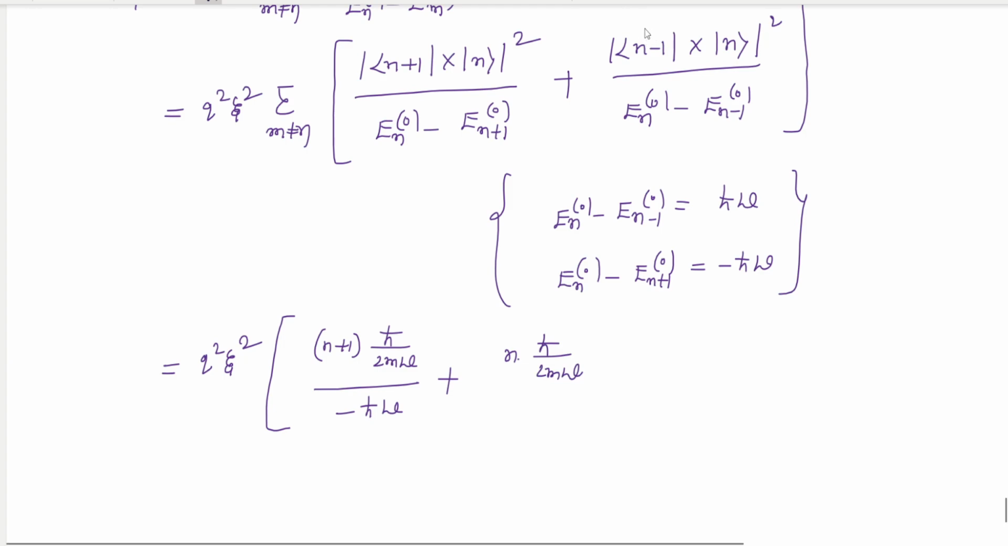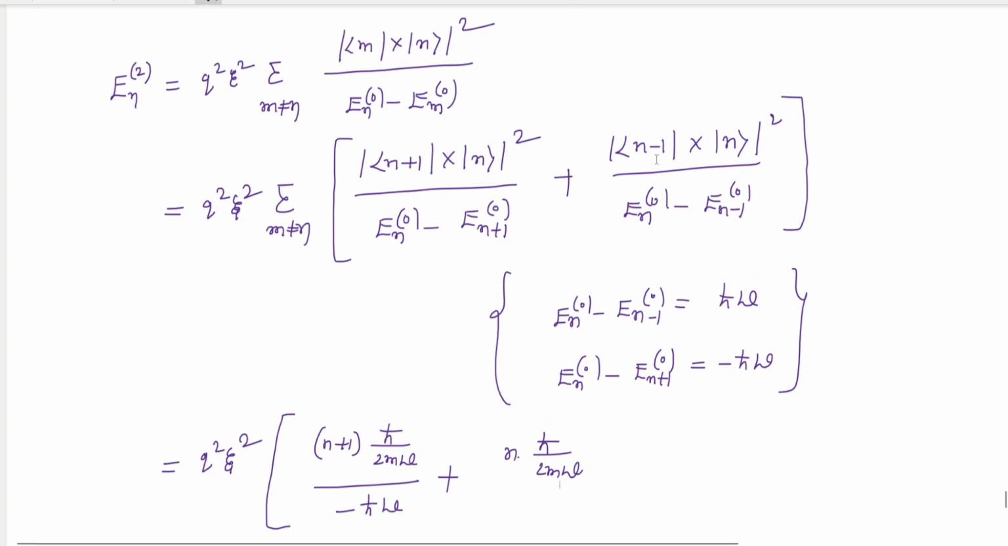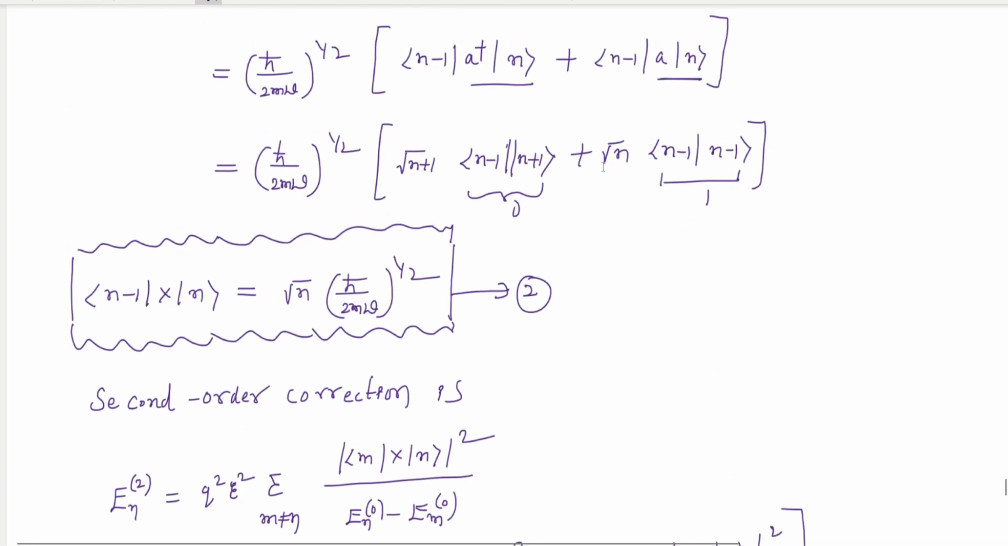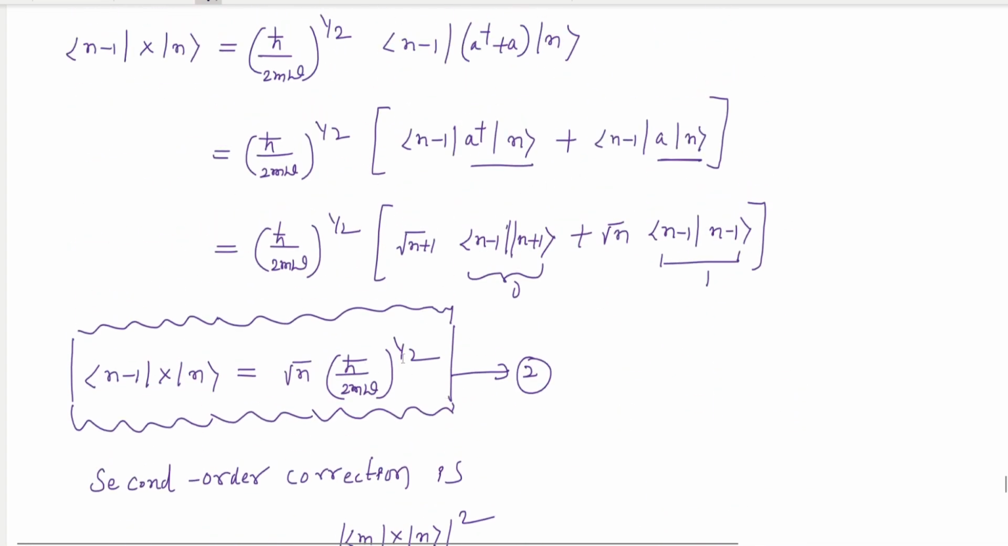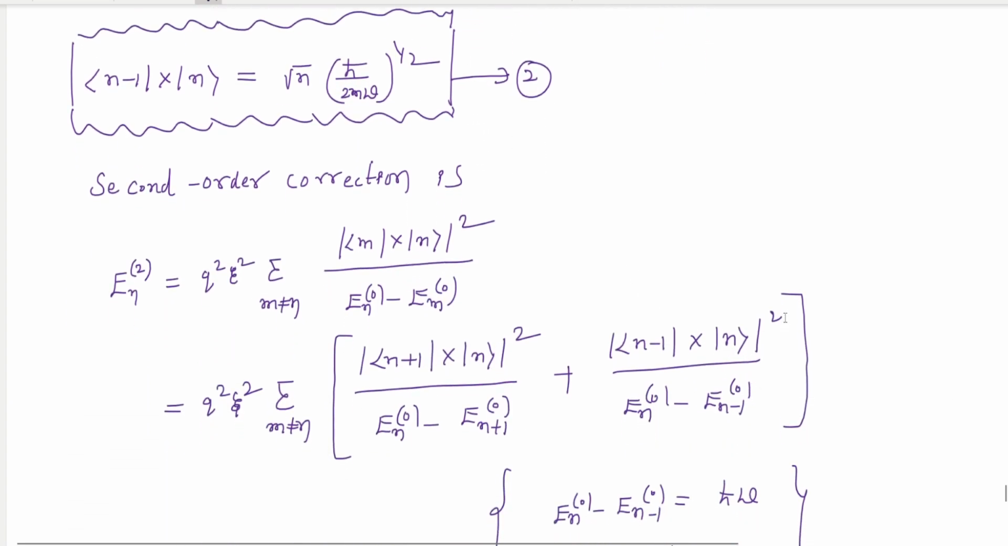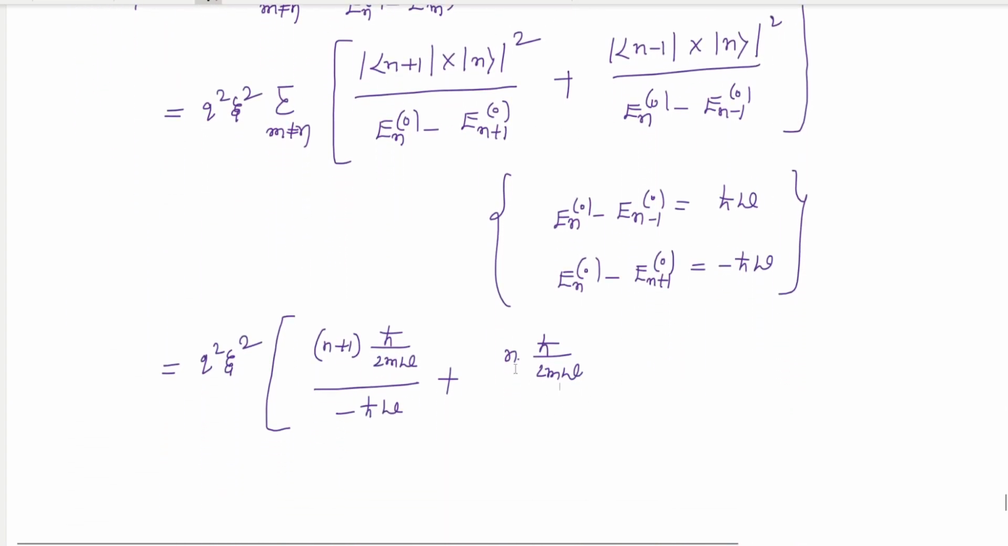So this value we already calculated in equation number 2. See here, n minus 1 x n, equation number 2. Because the modulus square is there, right, which is why I am not using the square. The square is cancelled, right? Divided by this energy difference, which is h cross omega.